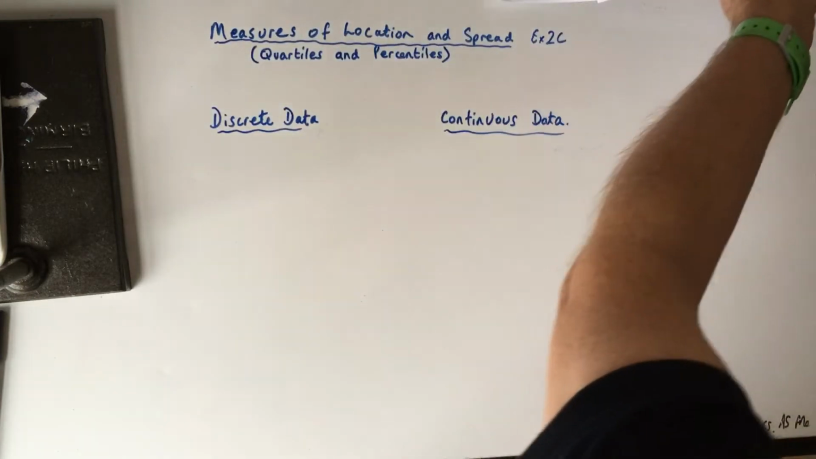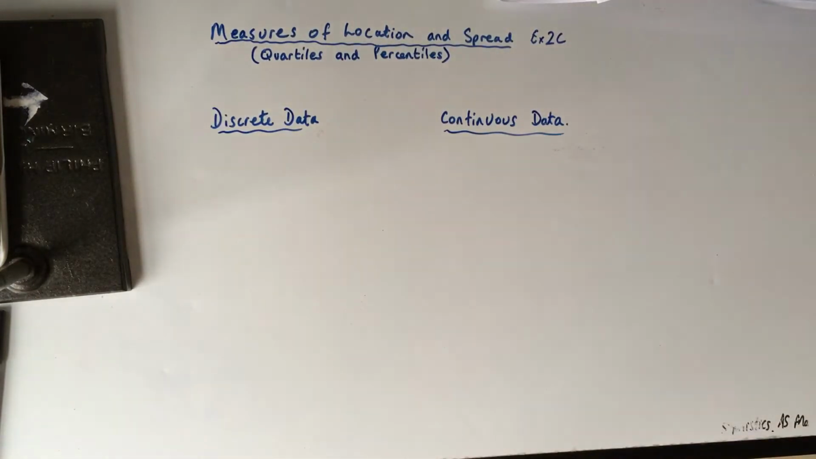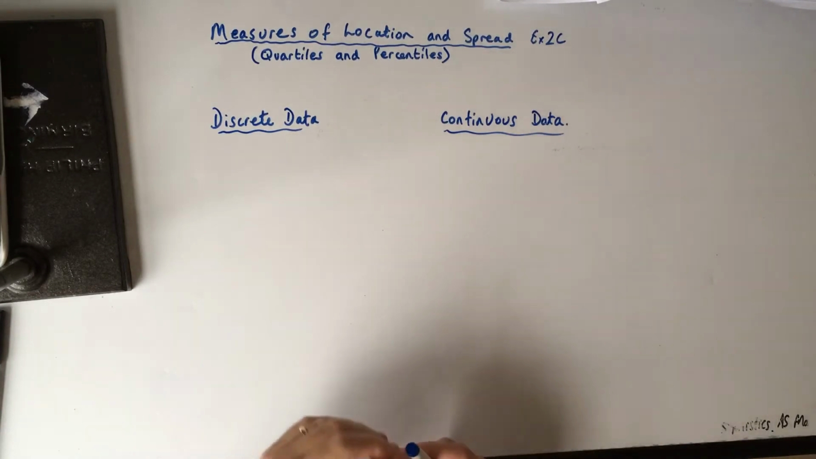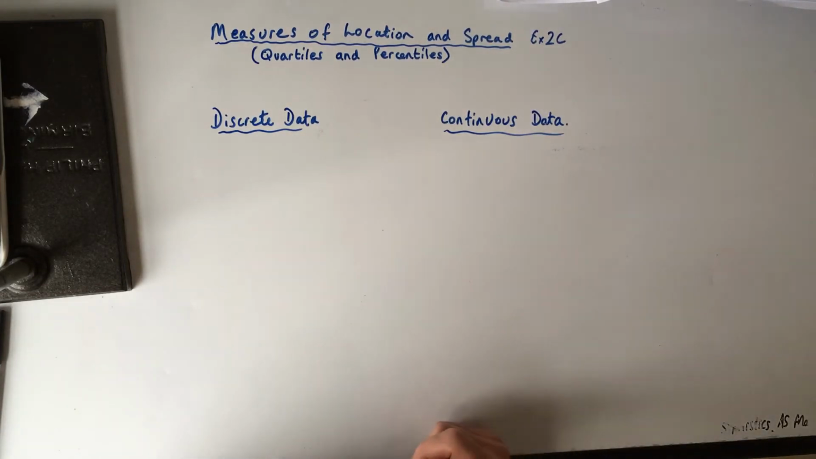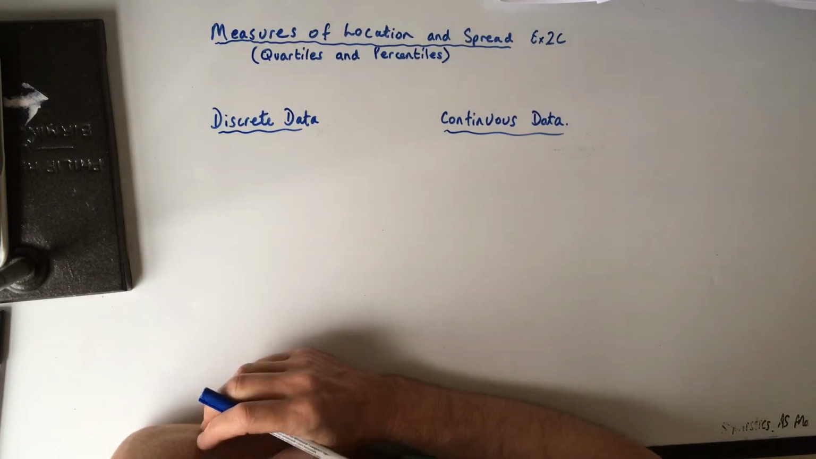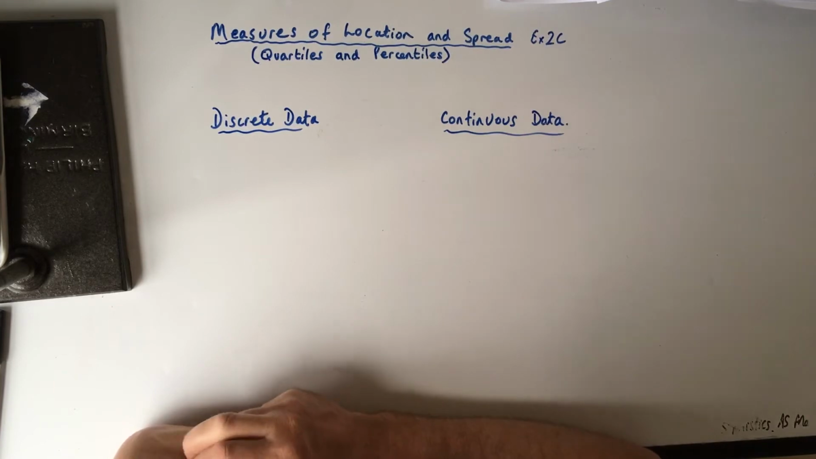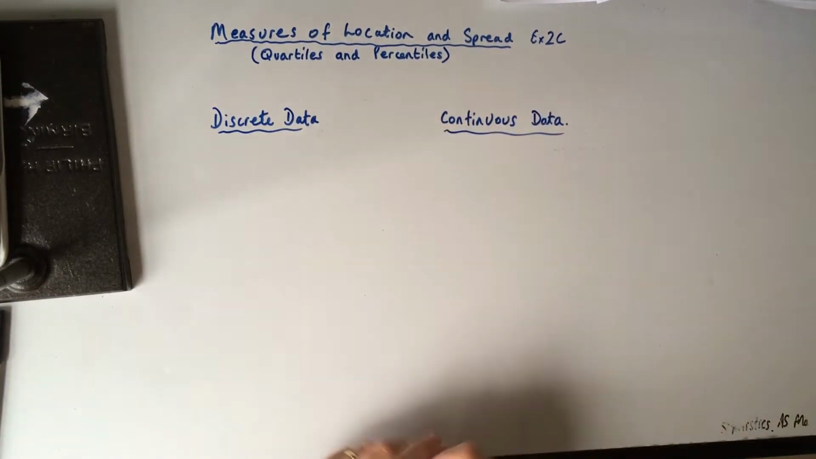Statistics. Okay, so today I'm just going to talk about quartiles. Just remind you of what they are, why we have them, how we find them for discrete and continuous data. But actually this is about support with exercise 2C in the statistics course. So that's what this main lesson is about.